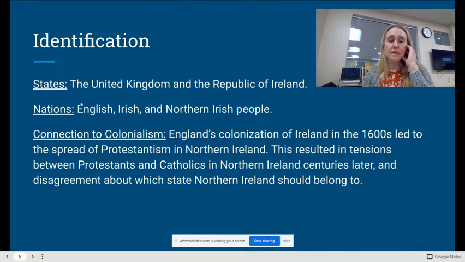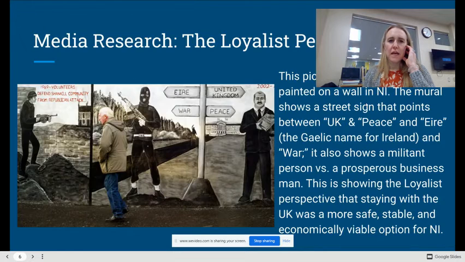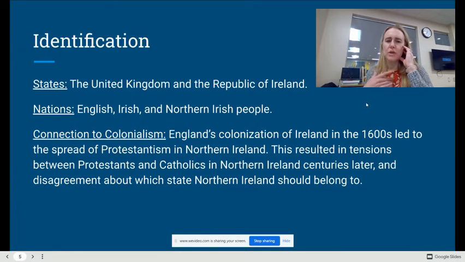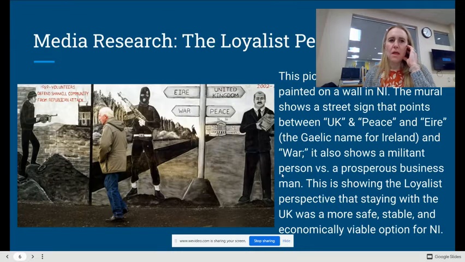There are identification slides. So the identification for us will be the 2 sides in the conflict. So this is a little bit different, but then there's a connection to colonialism here. Then the media research slides. So you can do this on 1 or 2 slides.